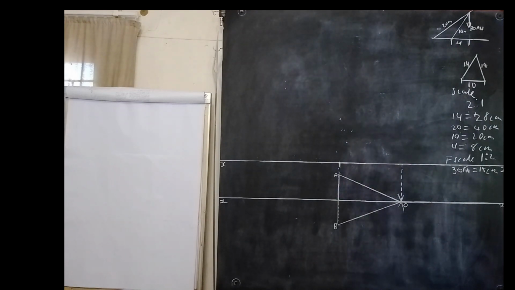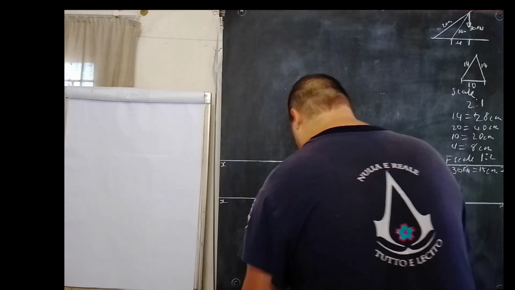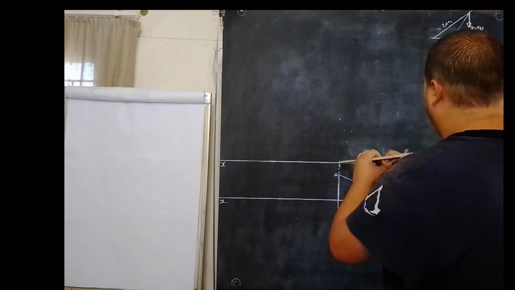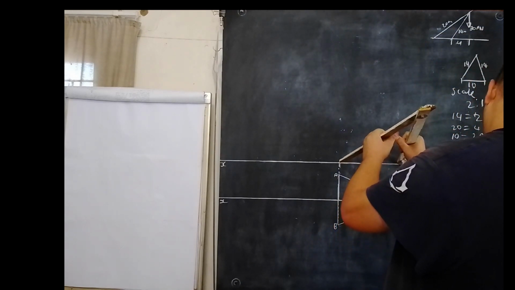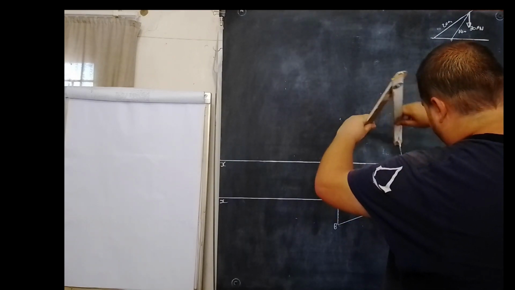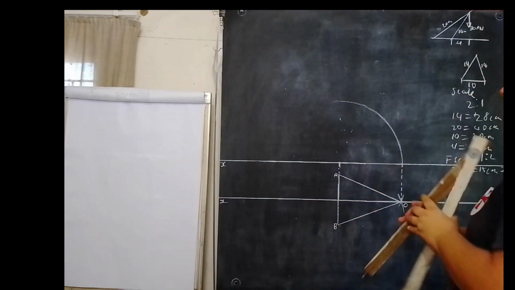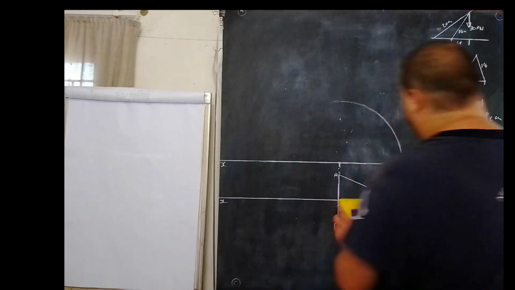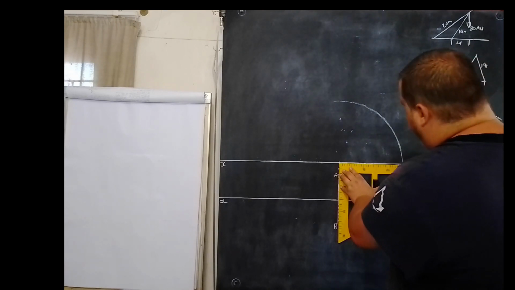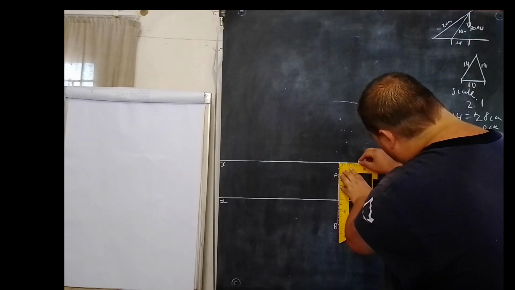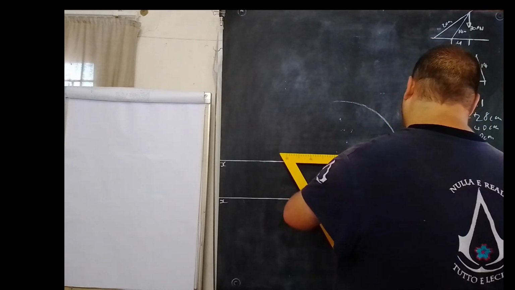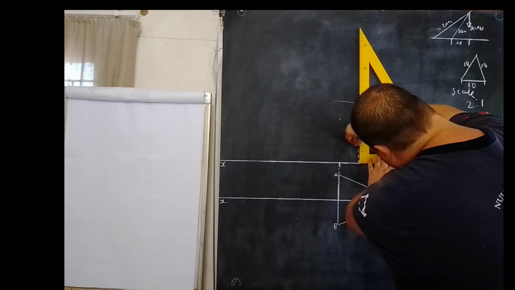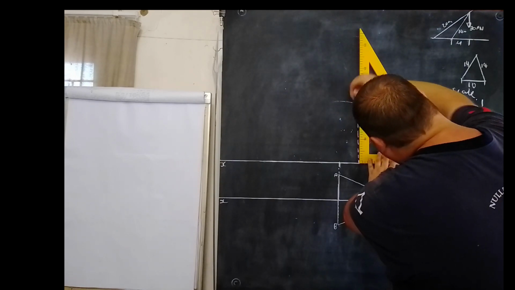Okay, now that we've projected these lines, what we need to do next is take our pair of compasses again and measure from A to there. And we draw an arc going up. Okay, once we have the arc, then what we need to do is measure our overhang. So we measure from A, and we measure our overhang. That's my overhang.